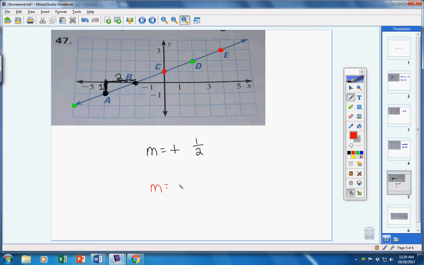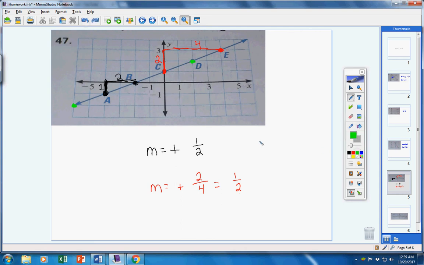Now, let's use the red points, okay? Of course, the slope will be positive because the line is going upward. I'm going to rise, and then I'm going to run. My rise is 1, 2. And my run is 1, 2, 3, 4. So, rise over run, 2 over 4, which reduces to 1/2. See? Exact same answer. Alright?